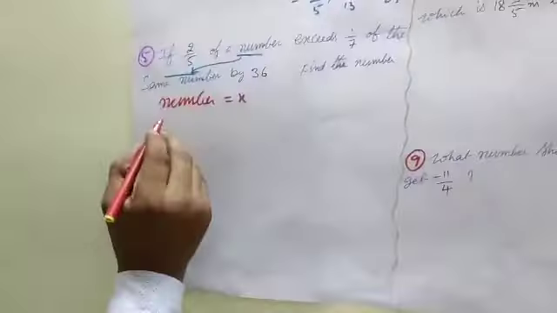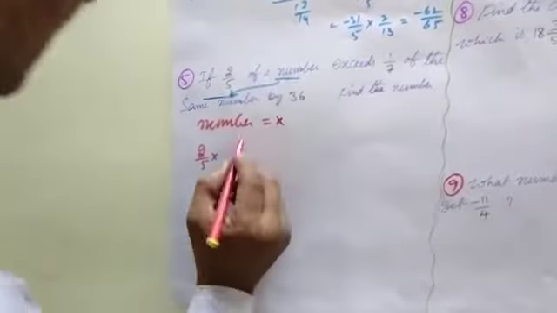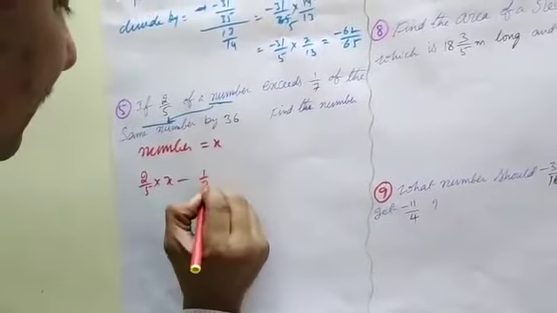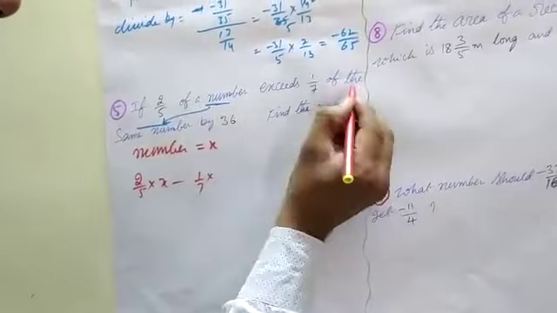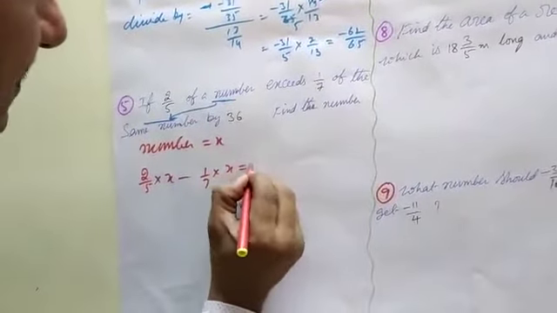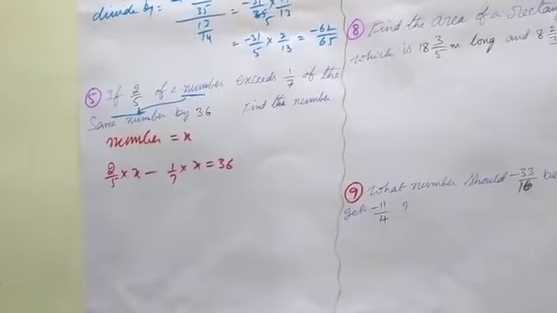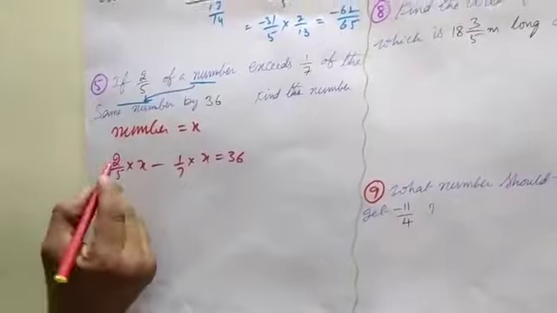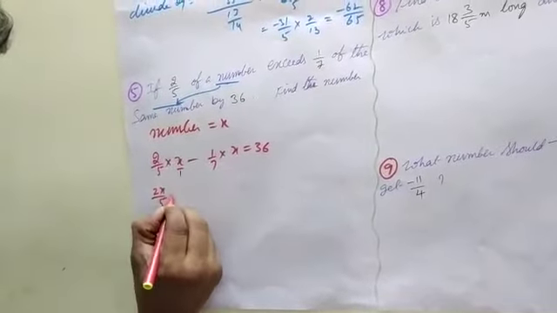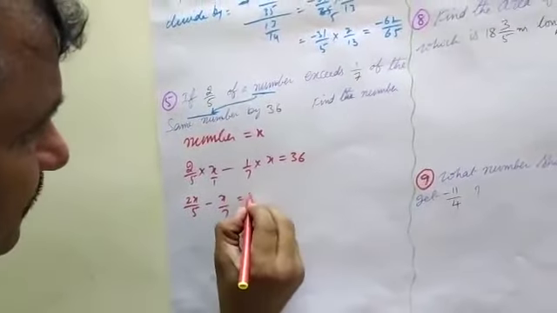2 by 5 of a number: 'of' means multiplication. The number is x. Exceeds means minus. 1 by 7 of the same number, 'of' means multiplication. What is the same number? x is equal to 36. Now see, 2 into x. x means x by 1. 2 into x, 2x by 5 minus 1 into x, x by 7 is equal to 36.